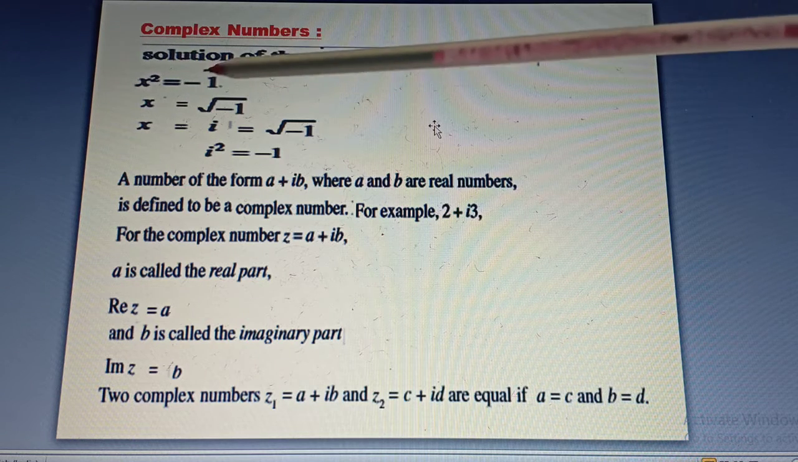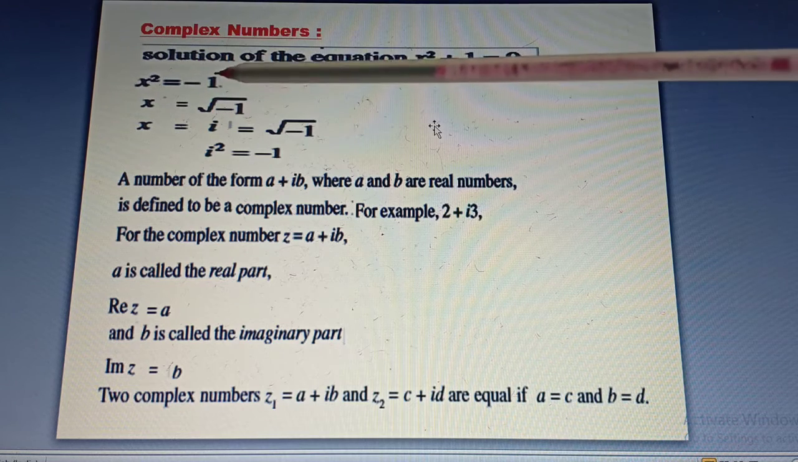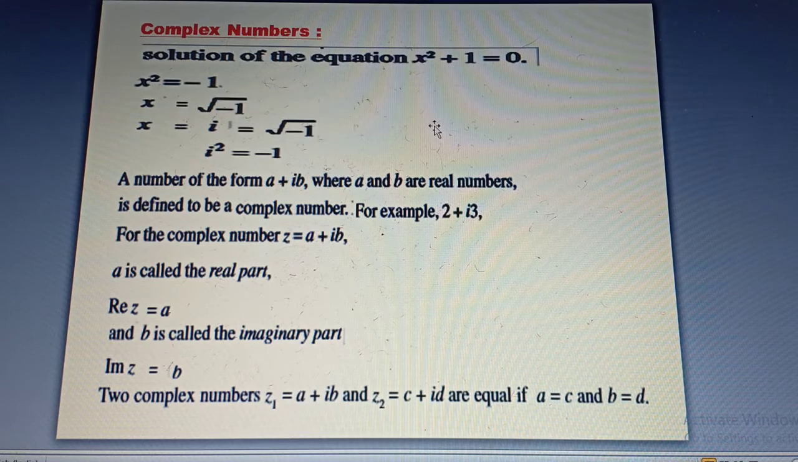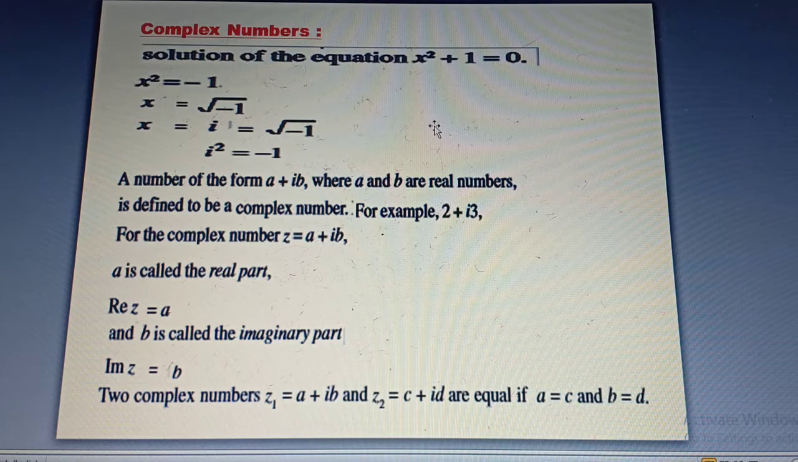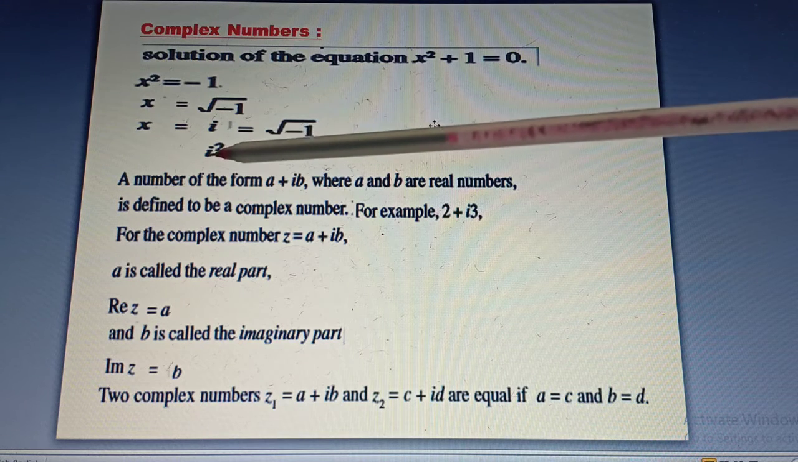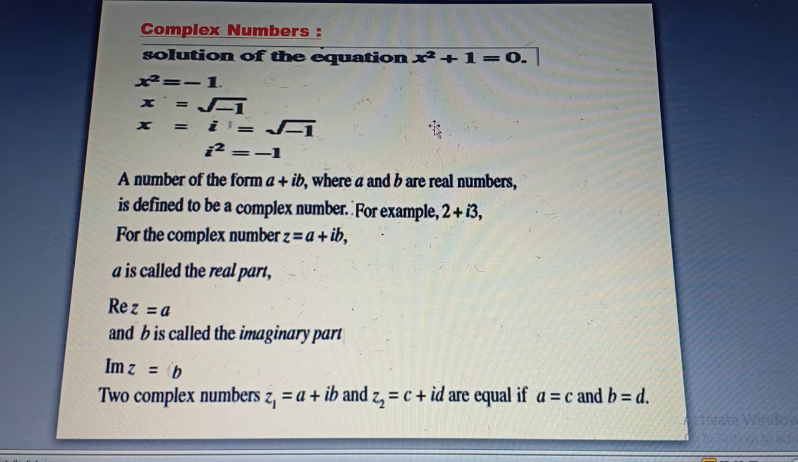So this value, root over minus 1, is taken as an imaginary number, and with the help of this imaginary number we can find the value of x, which is called an imaginary root, because it gives an imaginary value, which is i. So students, what is the value of i? Under root minus 1. So this is called imaginary number, and when you square it, the value of i square will be minus 1. Right?